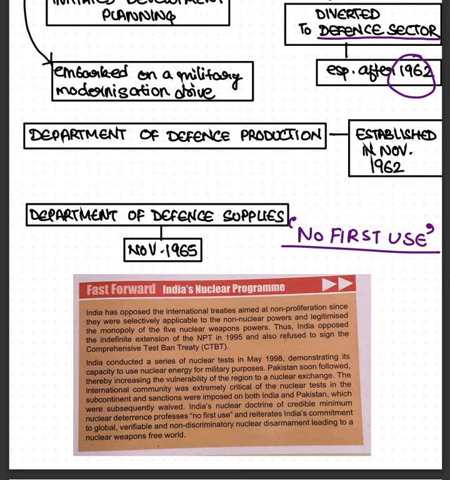Okay, so India has opposed the international treaties aimed at non-proliferation since they were selectively applicable to the non-nuclear powers and legitimized the monopoly of 5 nuclear weapon powers. So India opposed the indefinite extension of the non-proliferation treaty in 1995. We also refused to sign the CTBT, Comprehensive Test Ban Treaty. देखो, we have been carrying out nuclear tests but still we always have maintained a no first use policy.